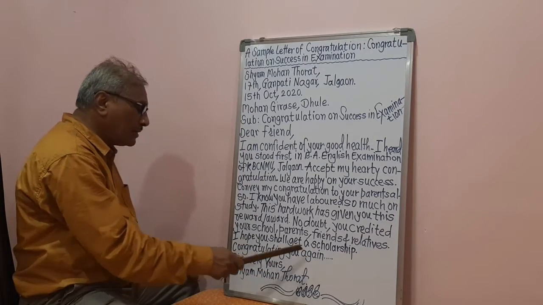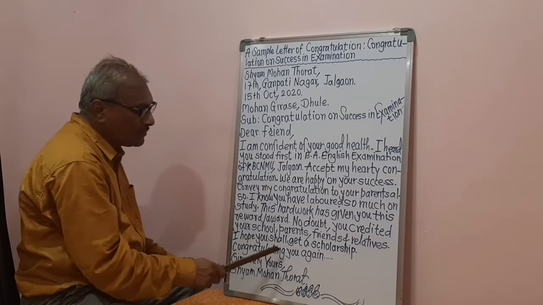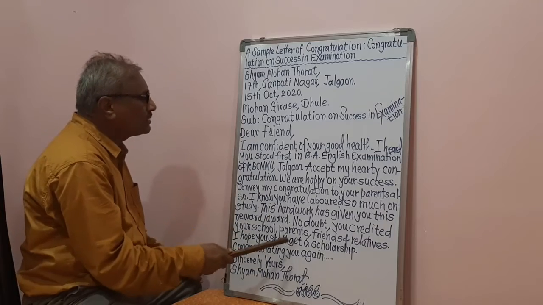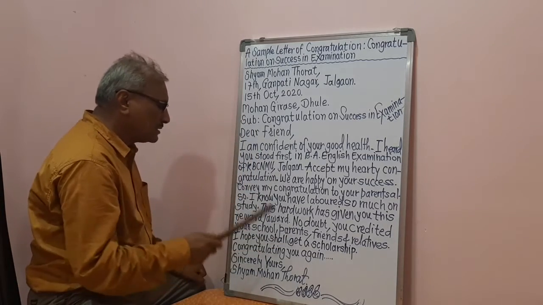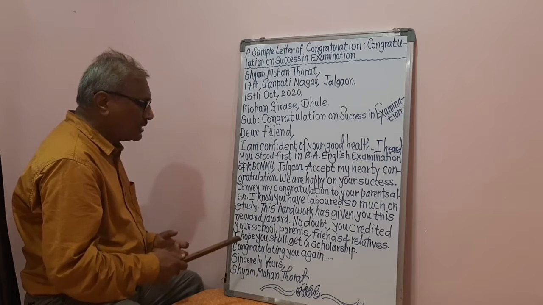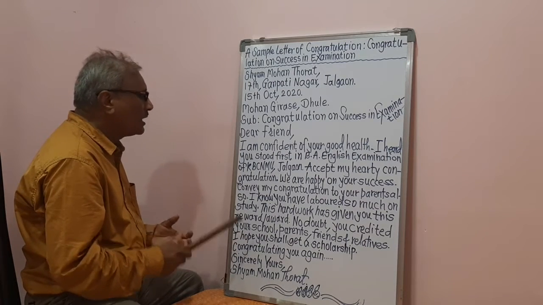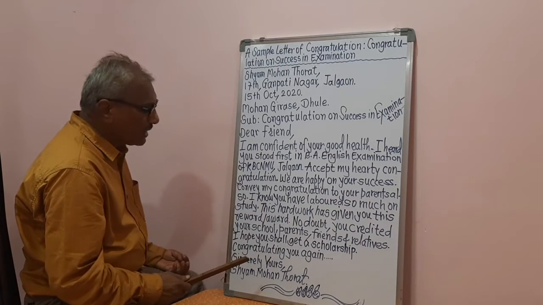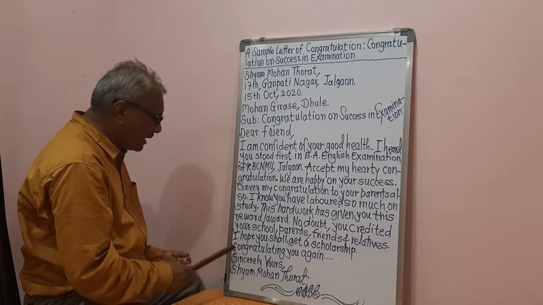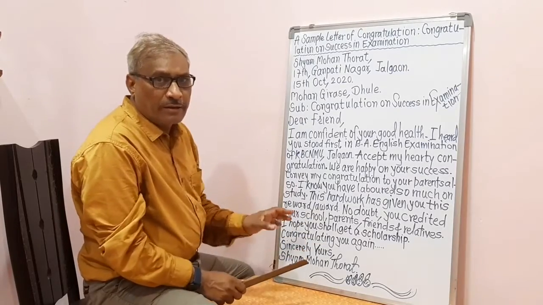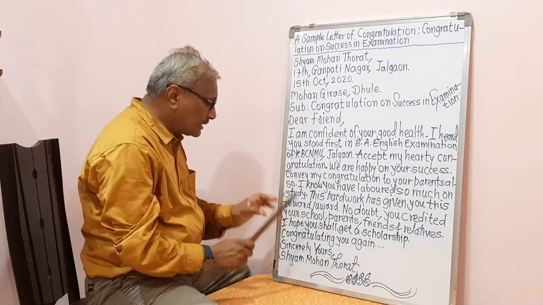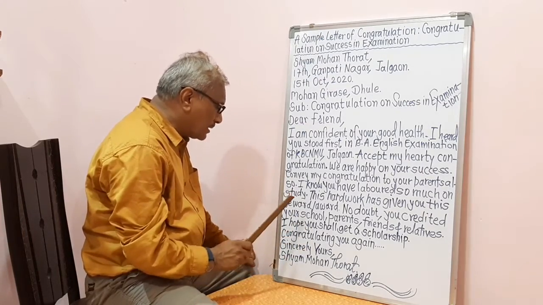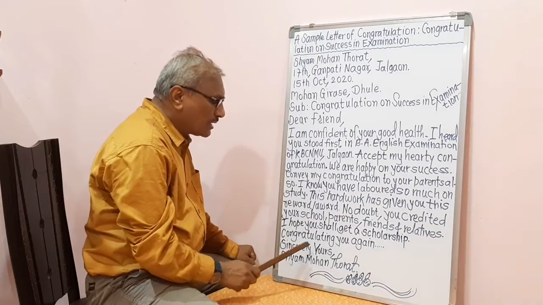Congratulating you again means what? He is congratulating him again, because again he is praising him, because this boy, Mohan Girase, has done great work in the university. He has stood first in the university, and that's why his friend Shyam Mohan Thorat has become very happy. And with his happiness, he is congratulating him again. With this sentence, we end this letter.